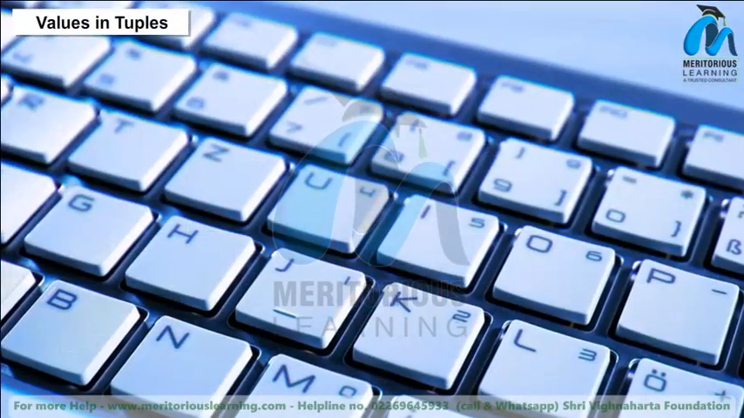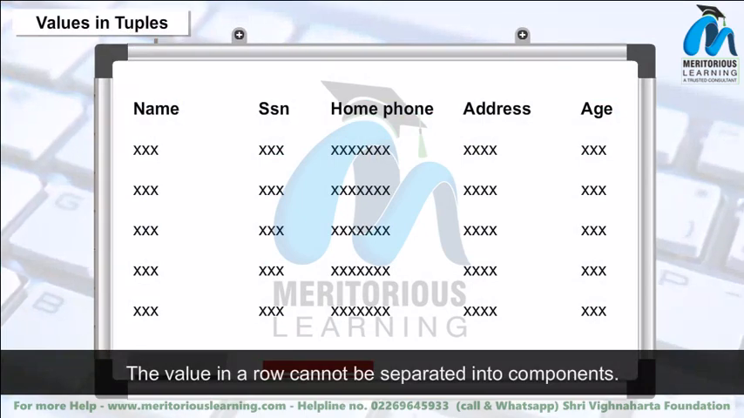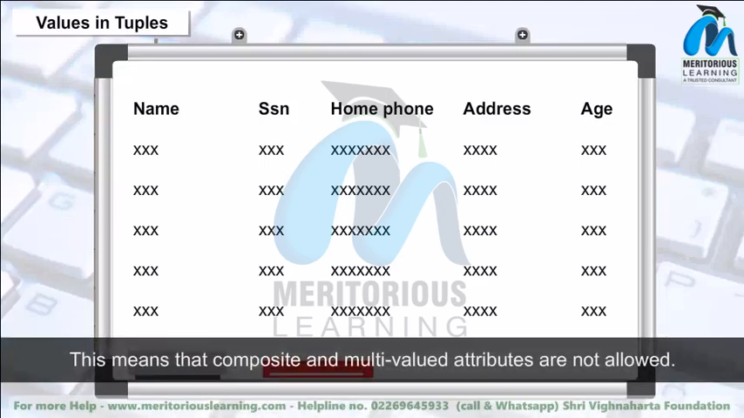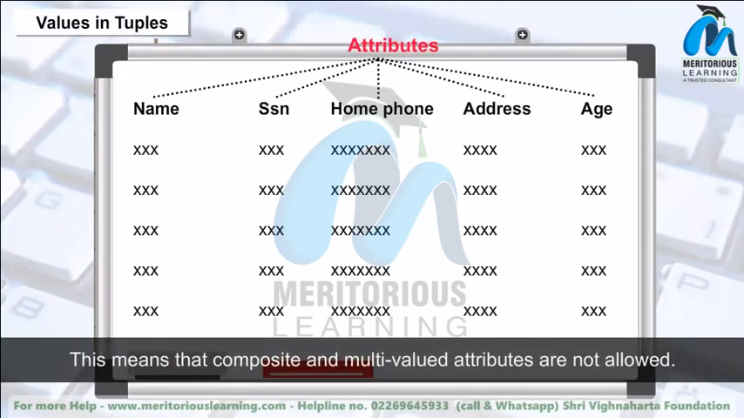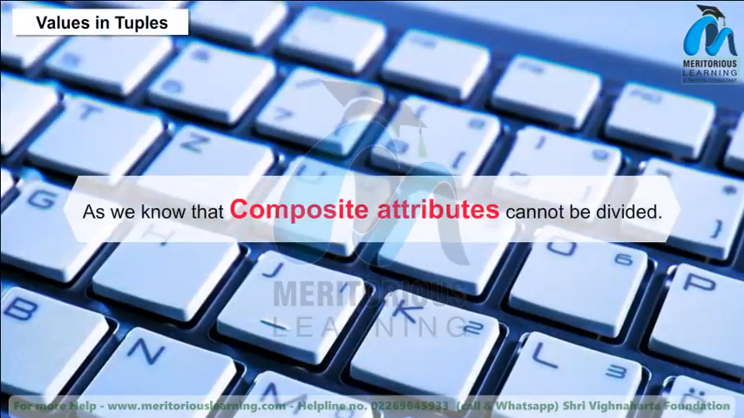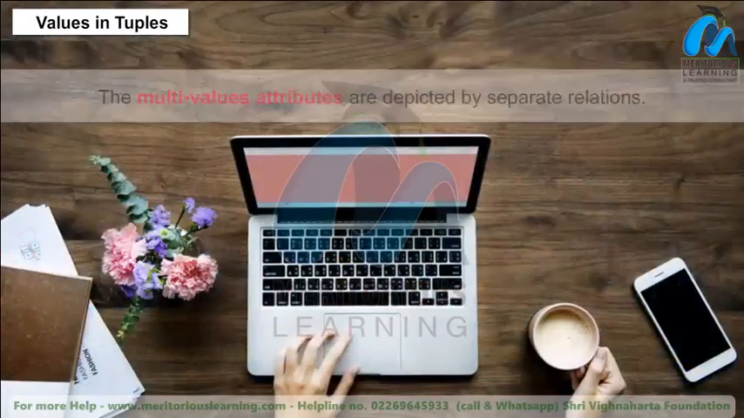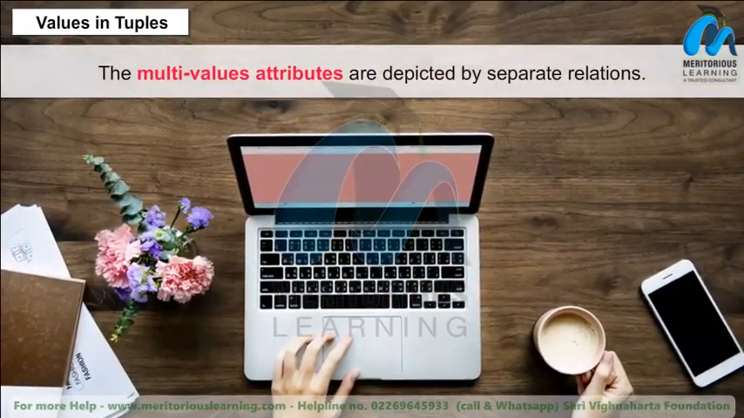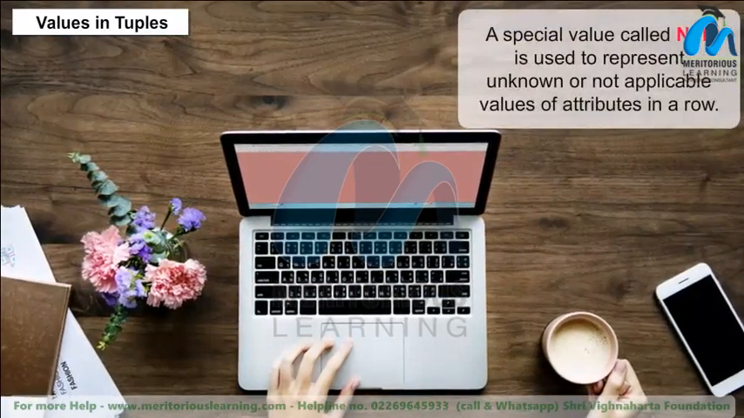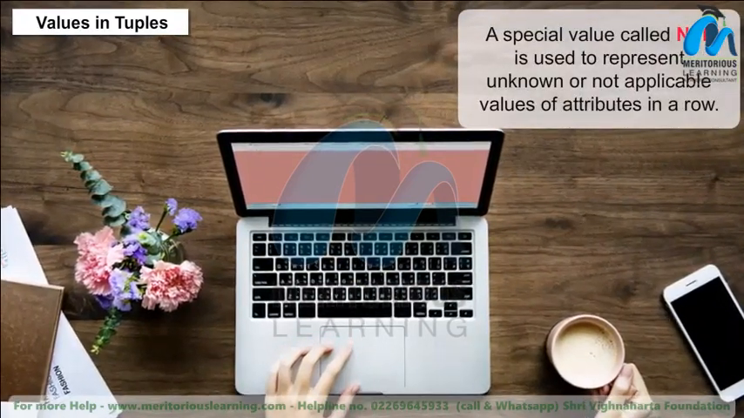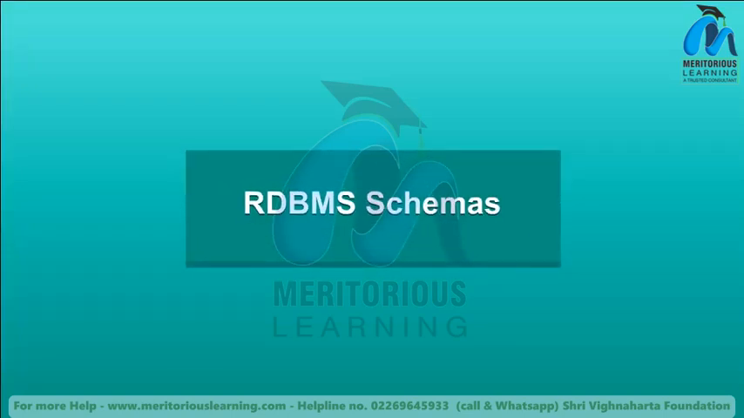Values in tuples. The value in a row cannot be separated into components. This means that composite and multi-valued attributes are not allowed. As we know, composite attributes cannot be divided. The multi-valued attributes are depicted by separate relations. A special value called null is used to represent missing values in RDBMS schemas.